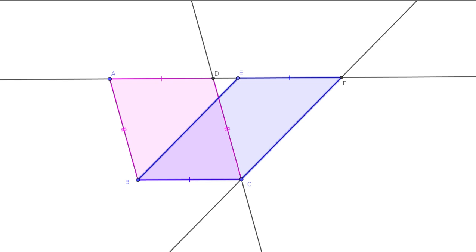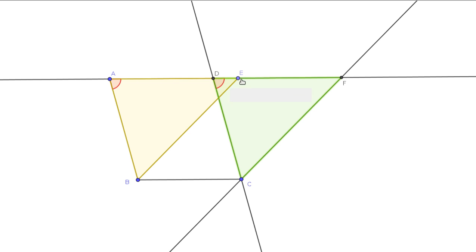So now looking at these angles here, because this line DC is parallel to this line AB, it means that the angle EDC is going to be congruent to angle DAB. And so from there, our triangle AEB is going to be congruent to our triangle DCF.